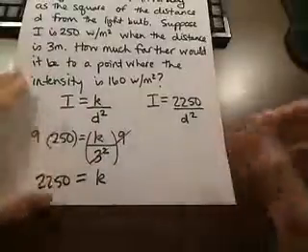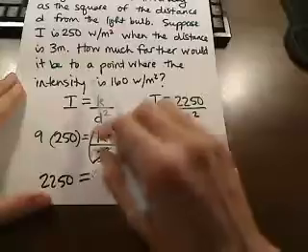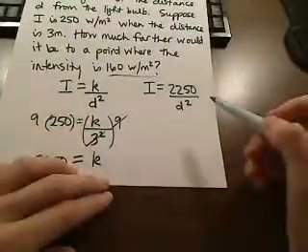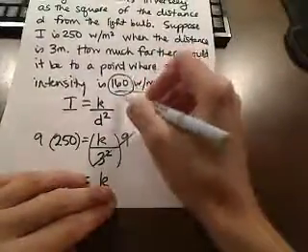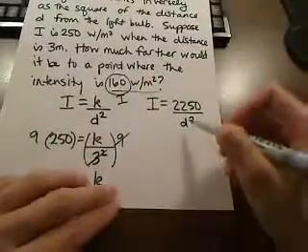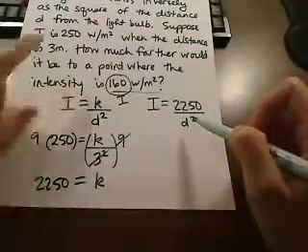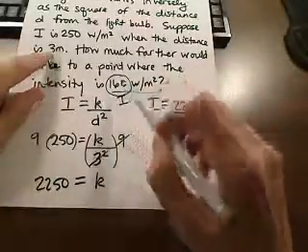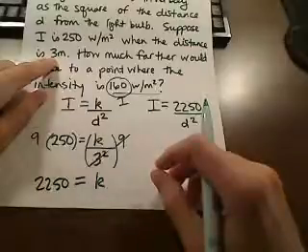All right, so now we need to take a look at their question. They ask how much farther would it be to a point where the intensity is 160 watts per meter squared. Okay, so they're giving us an I value here, but for the distance value, they're not telling us what that distance is. What they're saying is how much farther would it be to this point. So we're actually looking at being farther than the 3 meters.